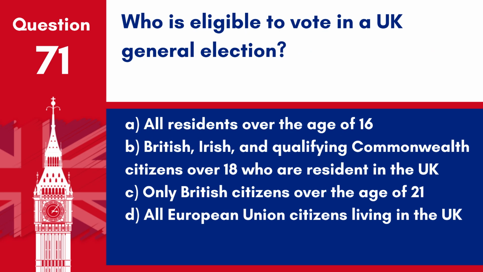Question 71. Who is eligible to vote in a UK general election? A. All residents over the age of 16. B. British, Irish, and qualifying Commonwealth citizens over 18 who are resident in the UK. C. Only British citizens over the age of 21. D. All European Union citizens living in the UK.